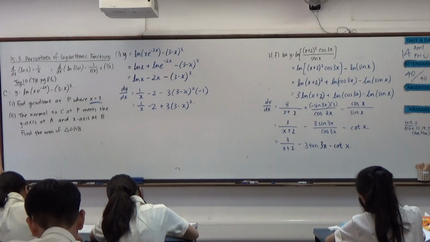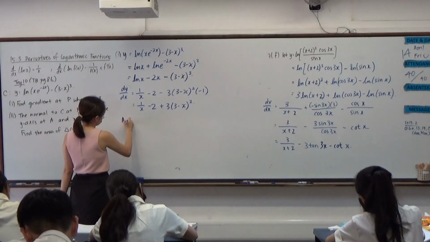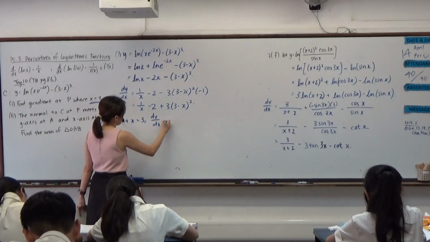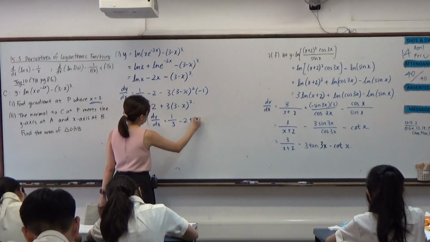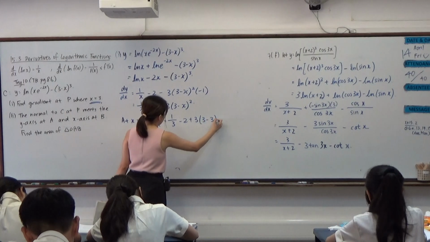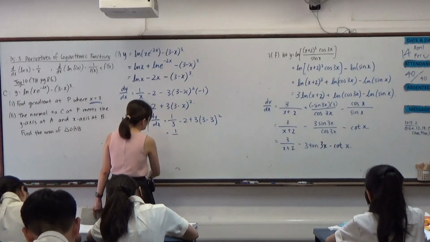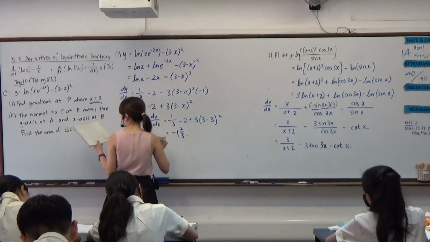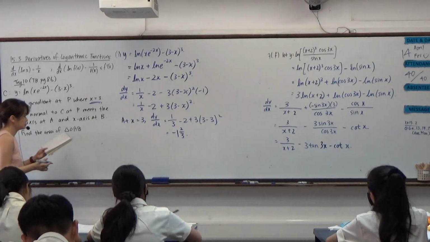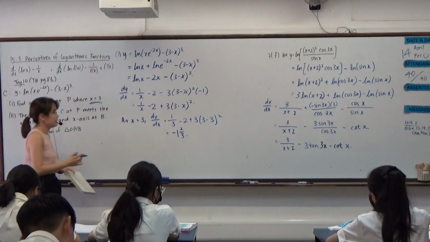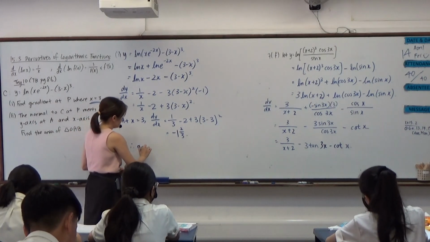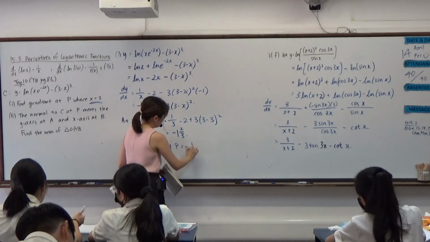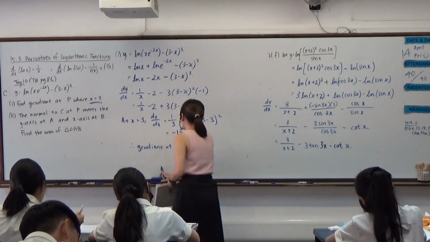Since you're looking for the gradient at x equals 3, your dy over dx will be equal to negative 1 and 1 over 2. Therefore the gradient at P will be negative 1 and 1 over 2.